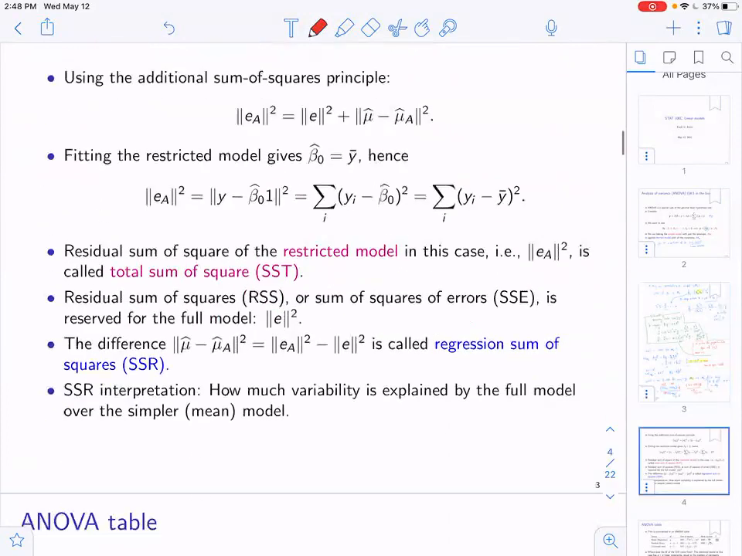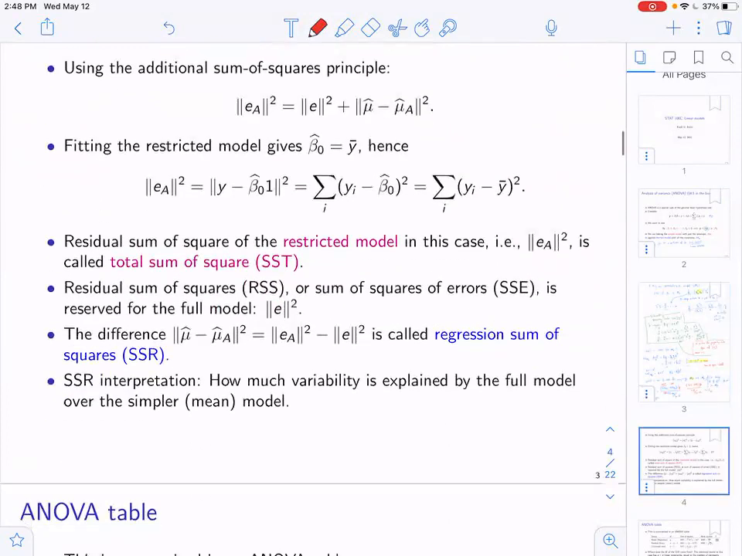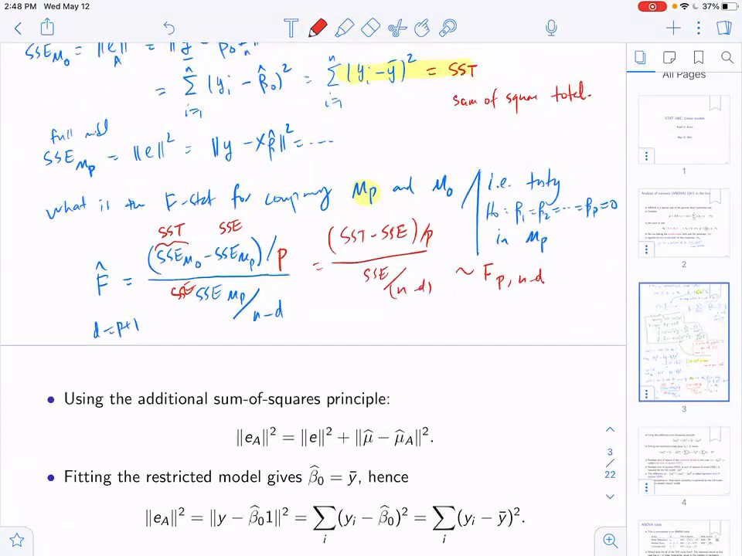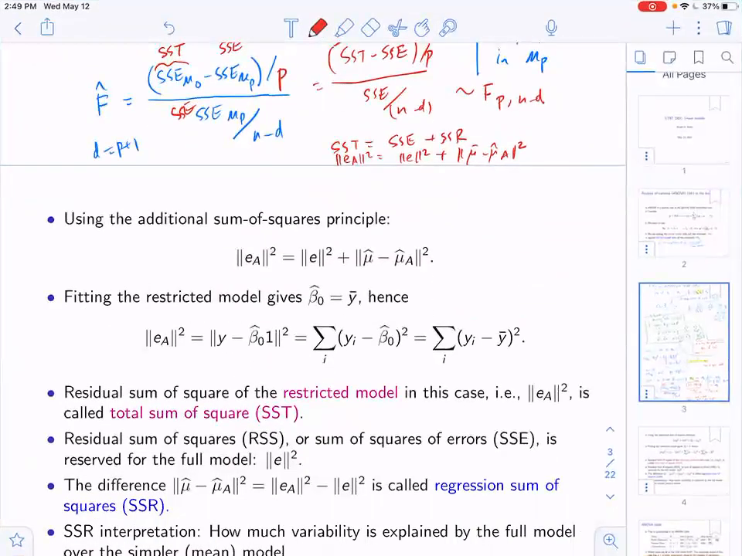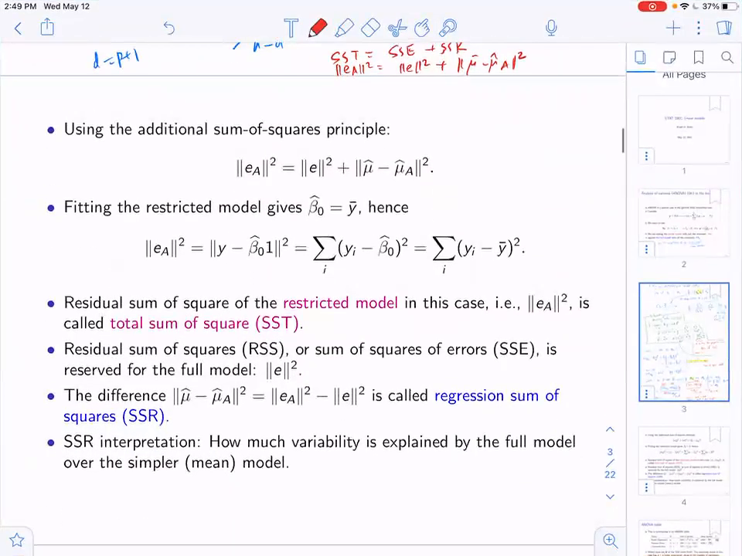So this difference is sometimes referred to as the SSR, okay? And we have the decomposition SST is SSE plus SSR. This is nothing but these decompositions that we have. This is like e_A squared is equal to e squared plus nu hat minus nu hat A. So that's the orthogonality principle that we discussed. So this is called the regression sum of squares.